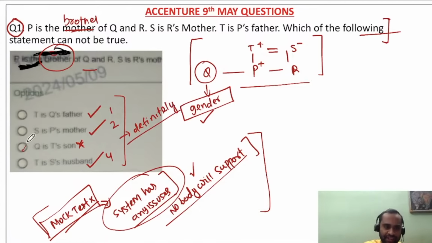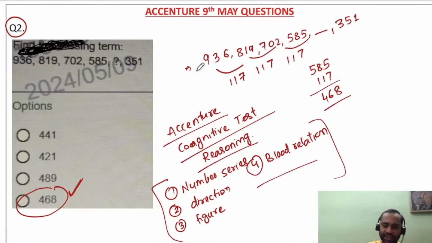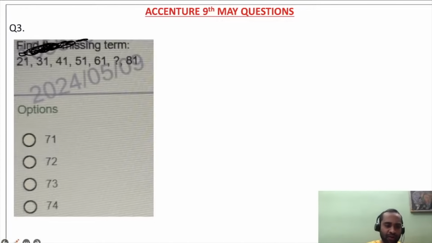And if you see this one, Q is T's son. So this might or might not be true, because the gender of Q might be male or female. Okay, I hope this is clear. And yes, there was a small mistake in the question that has been corrected. Now question number 3. You will be quickly able to solve this, I know.